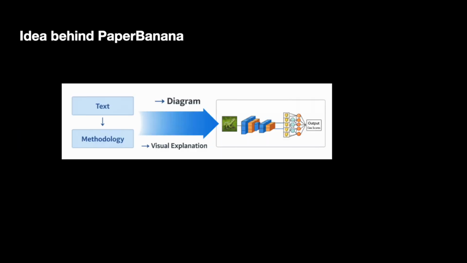The idea behind PaperBanana is actually very simple. You start with text, the way you normally describe your method or model in words. PaperBanana takes that methodology text and automatically converts it into a clean paper-style diagram. So instead of manually drawing boxes and arrows, you focus on explaining the idea, and PaperBanana handles the visual representation. In short, it helps you move from methodology to visual explanation with minimal effort.